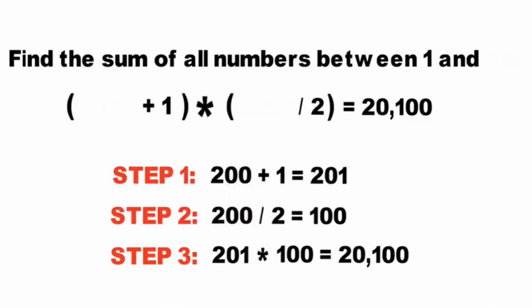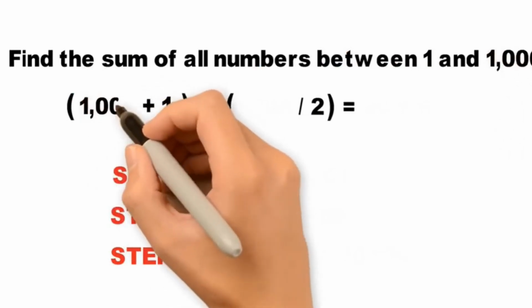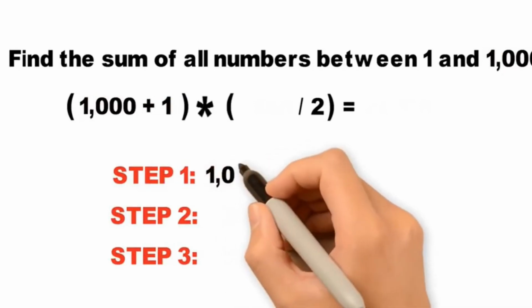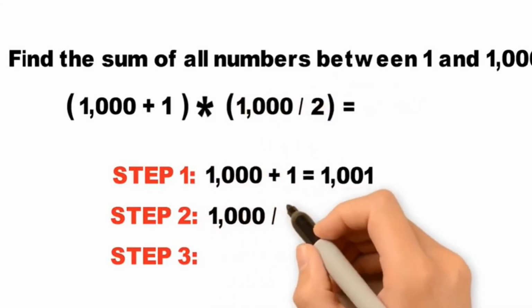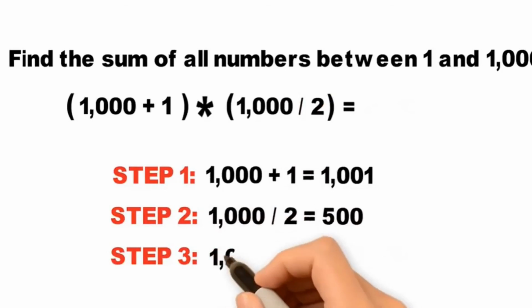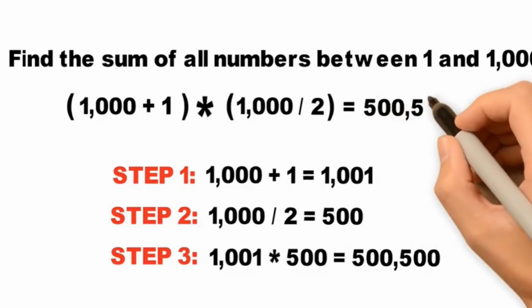And now that we've solved it, this algorithm can actually be used to find the sum of all numbers between 1 and any number. So let's see how it works with 1,000. Step 1, 1,000 plus 1 is 1,001. Step 2, 1,000 divided by 2, and that's going to get us 500. And step 3, multiply the 2 together, and we end up getting 500,500. So as you can see, computational thinking is a step-by-step problem-solving process that lets you break down any complex problem to help you solve it. And we're going to be using this in computer science.